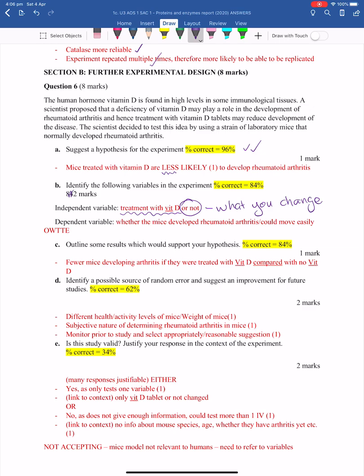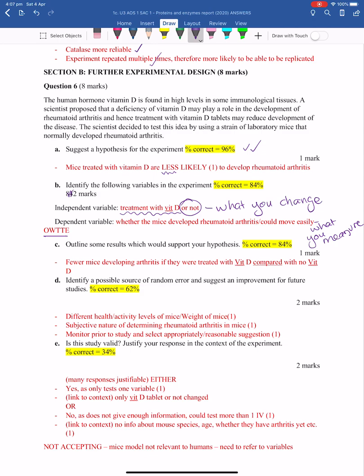So you can't just say vitamin D. Vitamin D is not the independent variable. Treating with vitamin D or not is. And then anything that was reasonable. So this OWTTE means all words to that effect. Anything that was reasonable to say that would be something you could measure in rats. So your DV is what you measure.